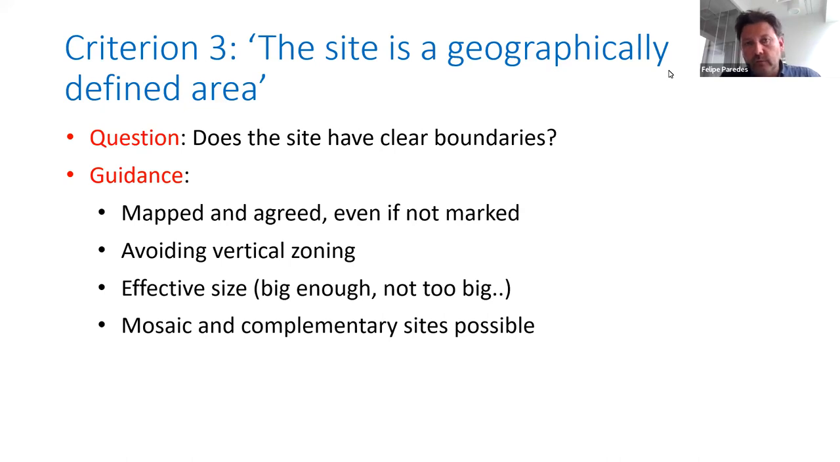The size is also important. Sites have to be big enough, but not so big that they cover a big proportion of an ecosystem or the distribution of a species, and not too big in terms of the complexity of managing big sites. And then again, they ideally should be in a mosaic and complement other possible sites, both MPAs and other ABMTs. Can I have the next one, please?